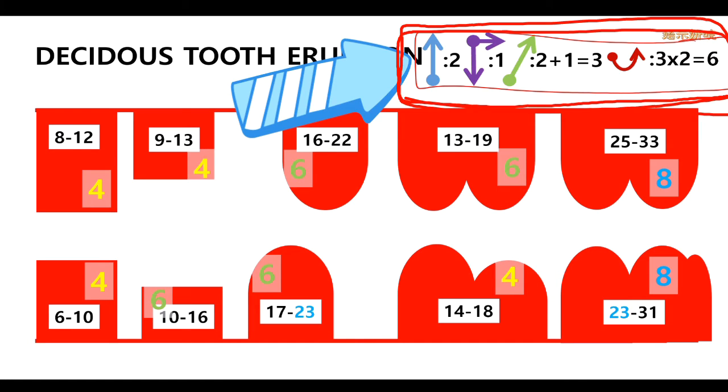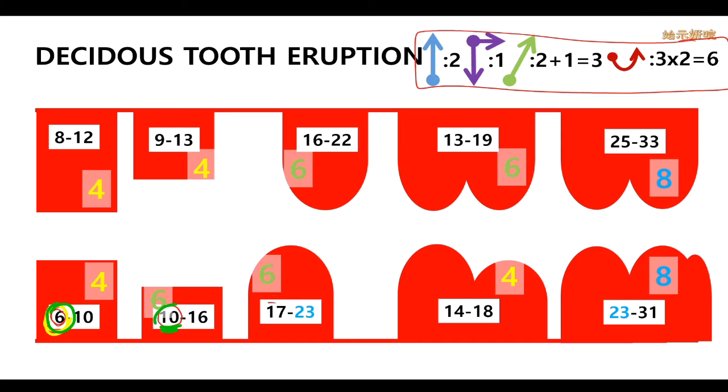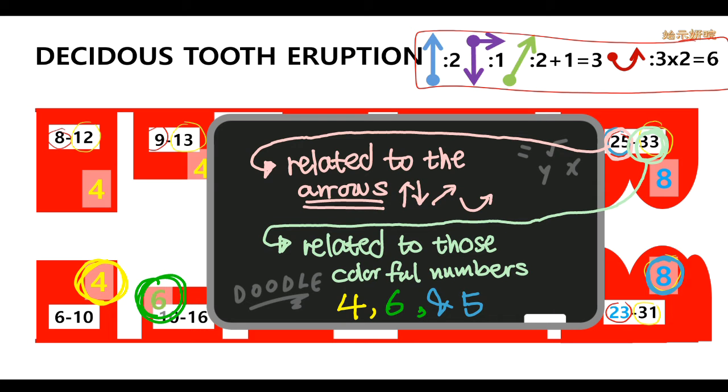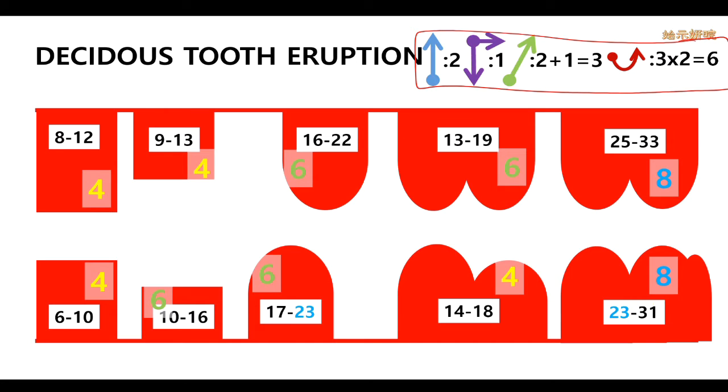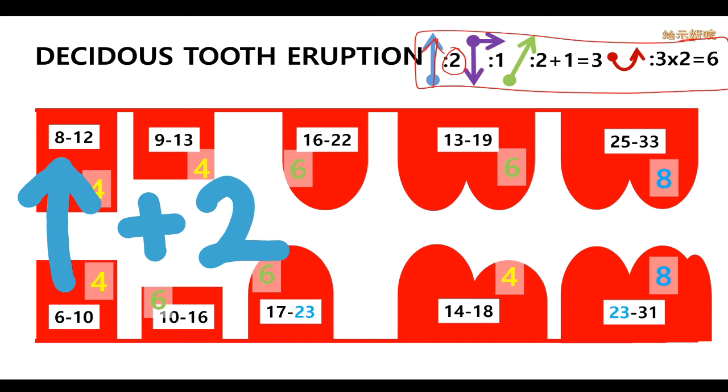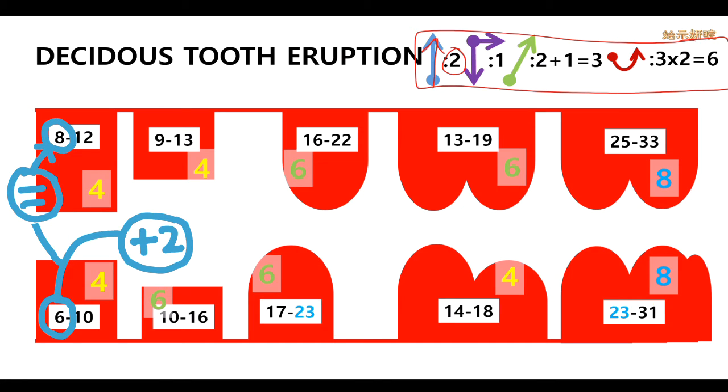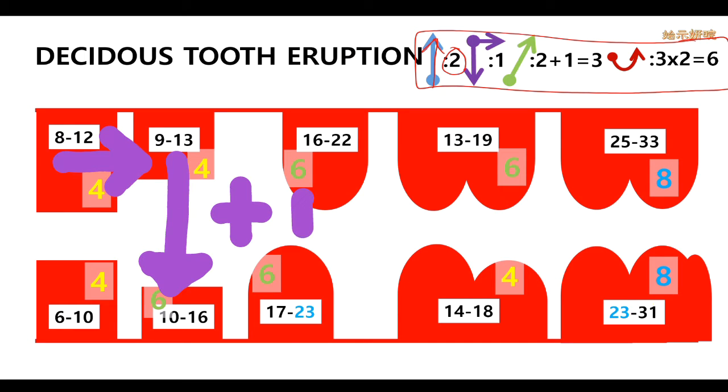These arrows are for these front numbers, and these colorful numbers are for the backward numbers. So for the arrows, going upward is difficult, so we give 2. We add 2 to the front number. And going downward and sideward is easier, so we just add 1 to the front number.